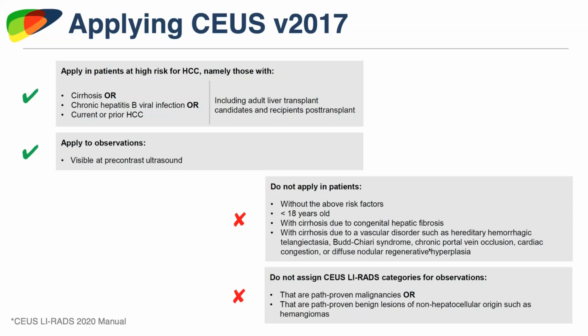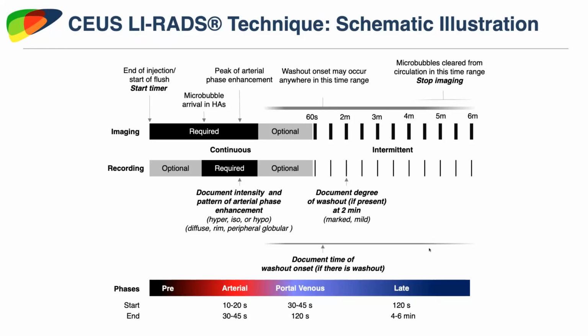We should note that we should not be applying this system in patients less than 18 years, cirrhotics from disorders such as congenital hepatic fibrosis, vascular disorders, hereditary disorders, as discussed in other talks earlier in this series. And obviously, if we already have biopsy proof of what the malignancy is, we don't need to confuse the situation and try to recharacterize it ourselves.